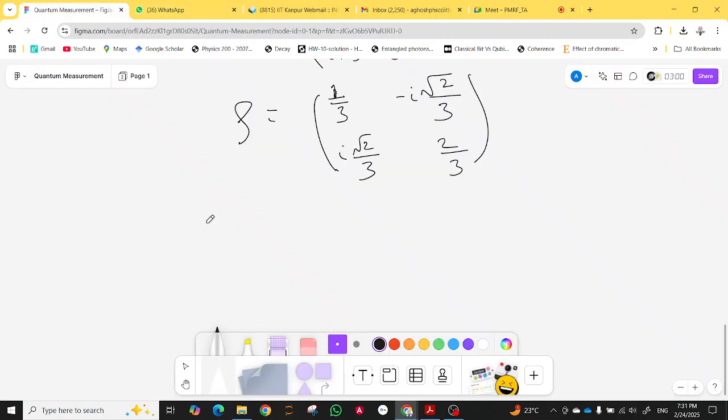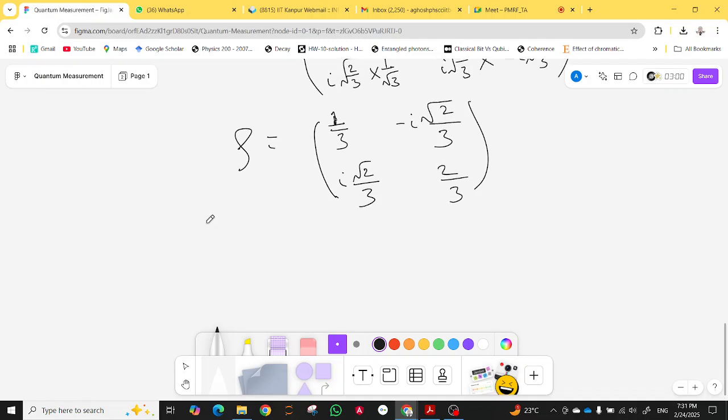Well, let's do this. You can just square it and check it. Just the trace, you will get, trace of rho is equal to 1.